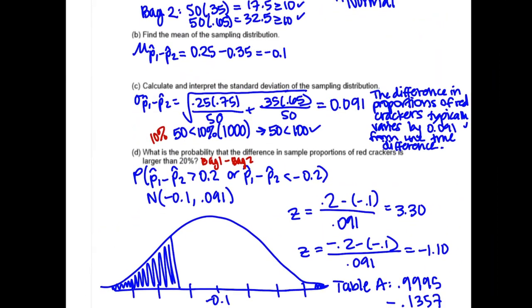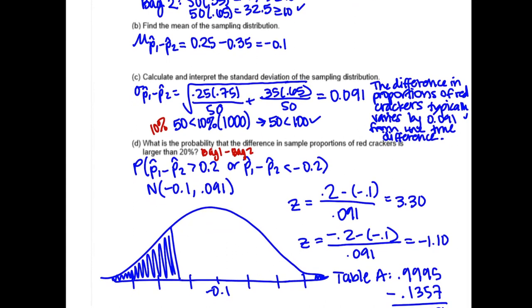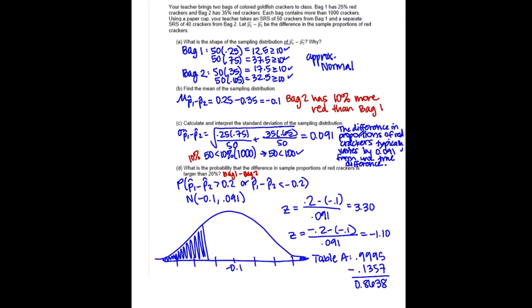And don't be alarmed about getting a negative mean. Remember, that just means bag 2 had 10% more than bag 1. So I'll write that down here. And so that's because I did bag 1 minus bag 2. That's why. So I'll unzoom so you can see the whole thing at once.